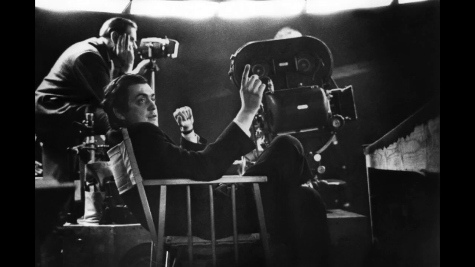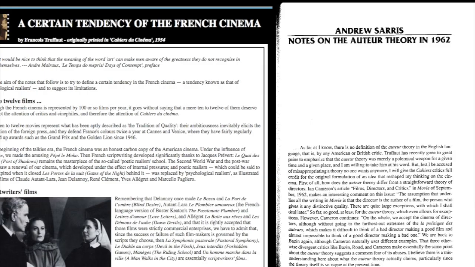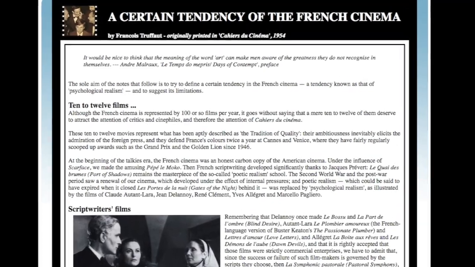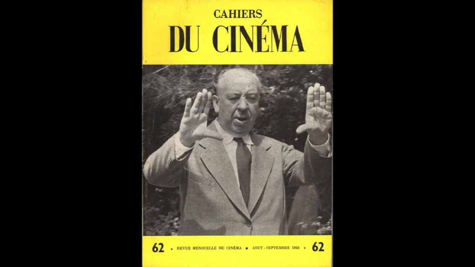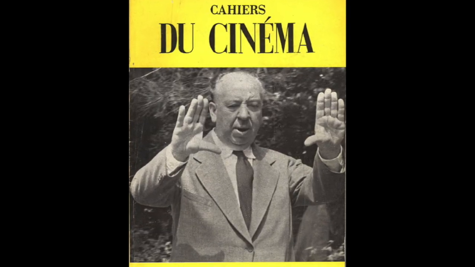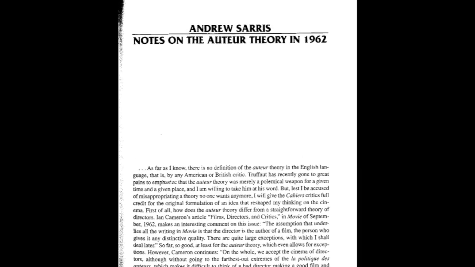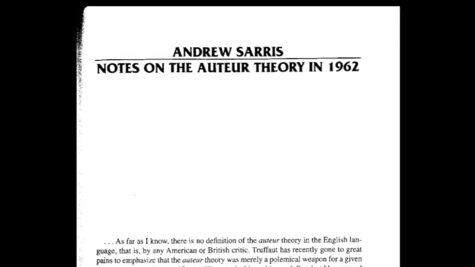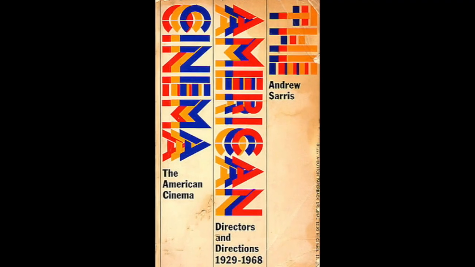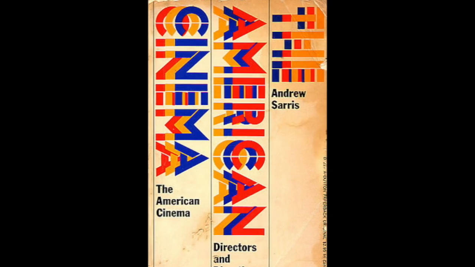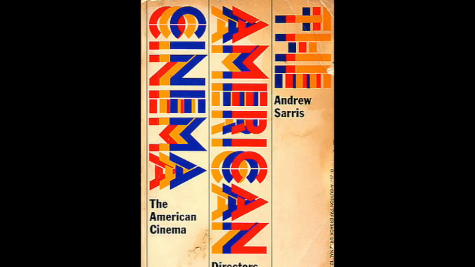But auteur theory itself mainly comes from two essays by two different critics. First, from François Truffaut in 1954 in his essay A Certain Tendency in French Cinema in the French film magazine Cahiers du Cinéma, and then in America by critic and friend of Truffaut's, Andrew Sarris, with his essay Notes on the Auteur Theory in 1962, and then his book The American Cinema: Directors and Directions 1929 to 1968.